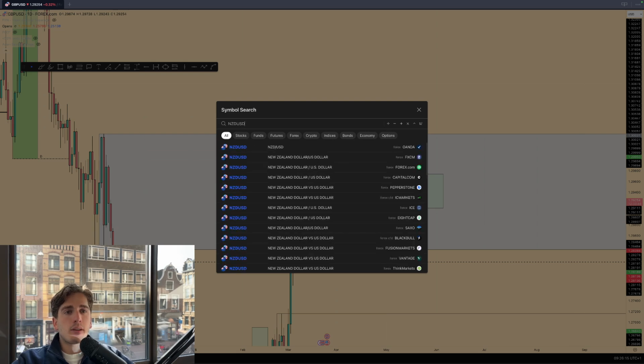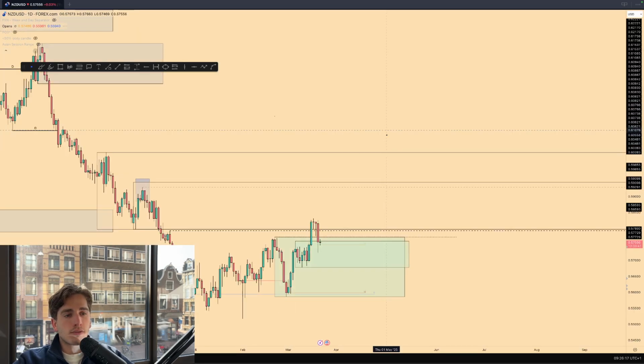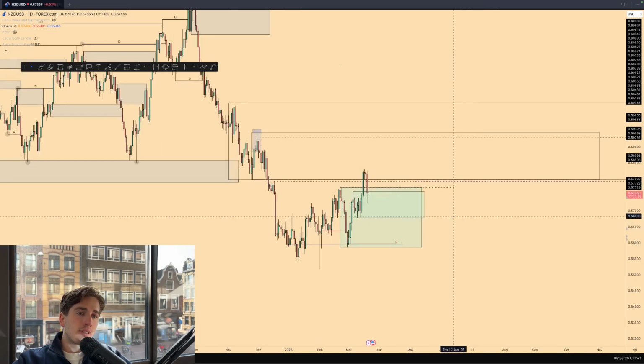Going into NZDUSD, we can see that NU is also looking good for further upside, just like AU. So it's EURUSD and GBPUSD shorts, AUDUSD and NZDUSD buys.